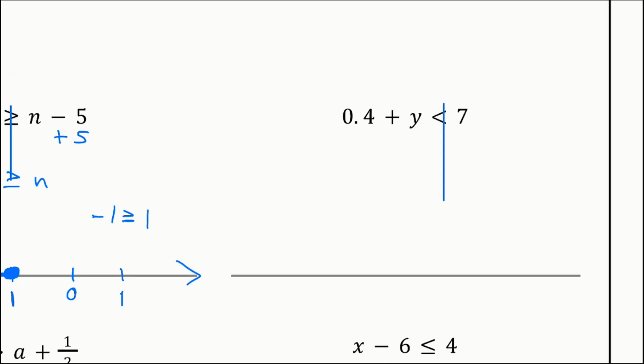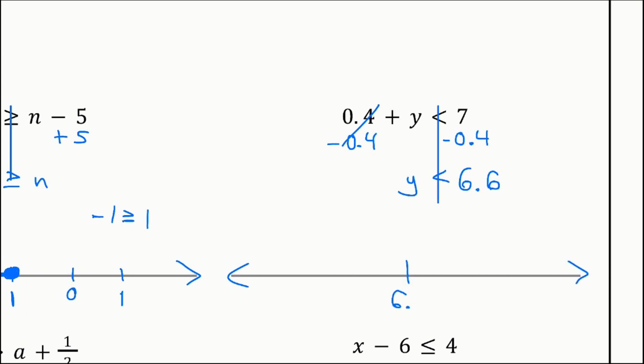Since we are adding that 0.4, I'm going to subtract it on both sides. This will cancel. Y comes down, less than 6.6. So my solution is at 6.6. So that's where I'm going to put this here. All right. And then kind of list a couple extra numbers here.